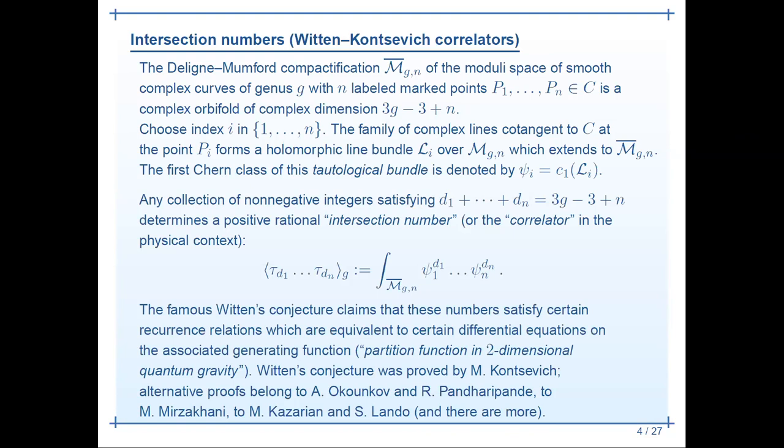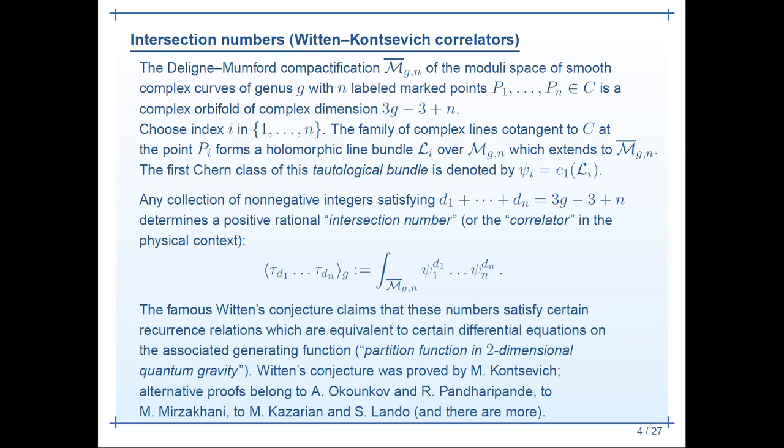I hope that either you attended the lectures of Dimas Wonkin or you have seen this object separately. So I'm considering the Deligne-Mumford compactification of the moduli space of smooth complex curves of genus g with n marked points. And I have n holomorphic line bundles, called tautological bundles, over this moduli space.